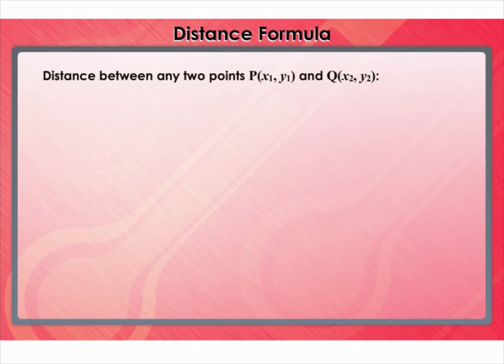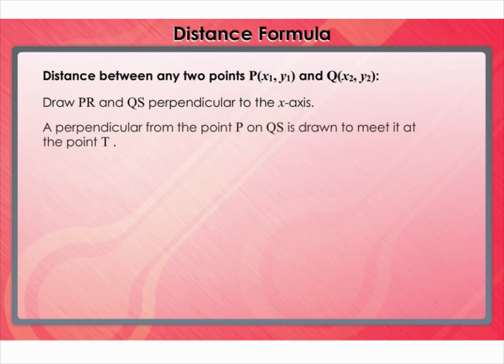Now let's generalize this case and state the distance formula. Let's now find the distance between any 2 points P(x1, y1) and Q(x2, y2). Draw PR and QS perpendicular to the x-axis. A perpendicular from the point P on QS is drawn to meet it at the point T.